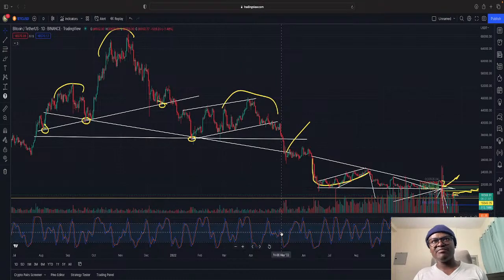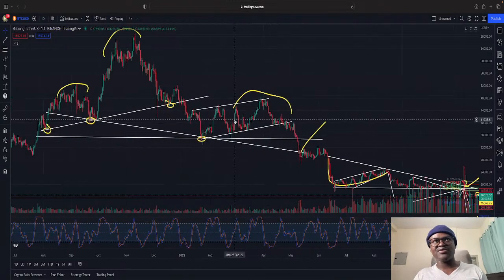Now this is midway, so it was pretty difficult to know if price is going to continue going to the downside here. But why would I think price is going to go down? Because I was already looking at this as a pattern.